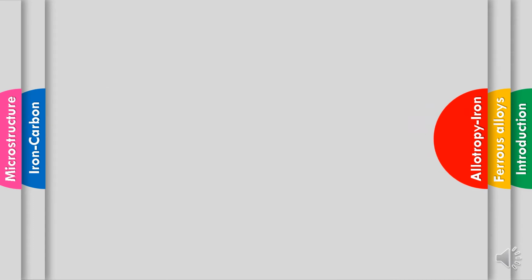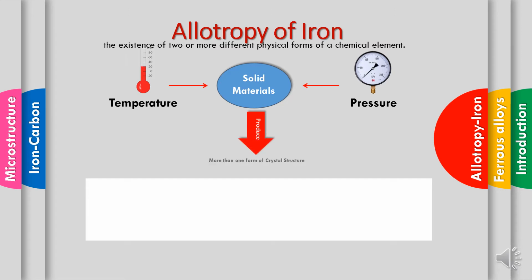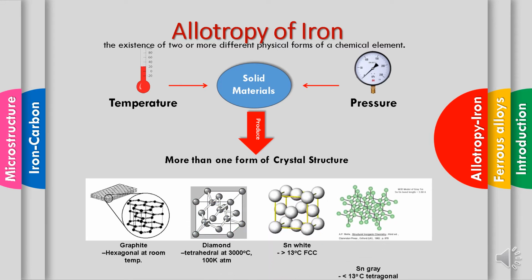So then we go to the allotropy of iron. The definition of allotropy is the existence of two or more different physical forms of a chemical element. In this case, an allotrope forms due to the effect of temperature and pressure, and finally it will produce more than one form of crystal structure. In the case of carbon, we have several allotropes, graphite and diamond, at different values of pressure. Graphite is hexagonal at room temperature. Diamond is in the form of tetrahedral at 3000 degrees Celsius at 100K atmosphere.